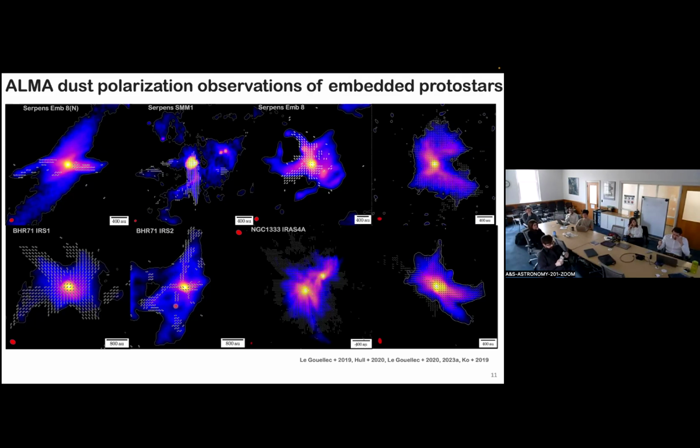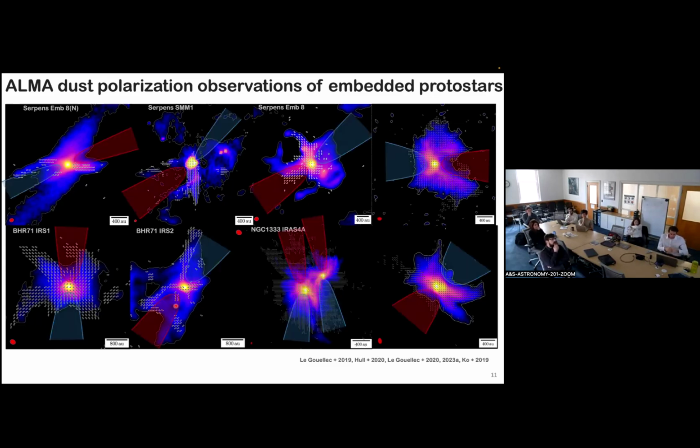Here you have a gallery of observations that have been obtained since 2018, and these are the most detailed maps of magnetic field we have of star forming objects right now. Again, these are low to intermediate mass protostars within 500 parsecs. And here you have the outflow cavities. As I said, most of the objects develop bipolar outflows ejected from the center.